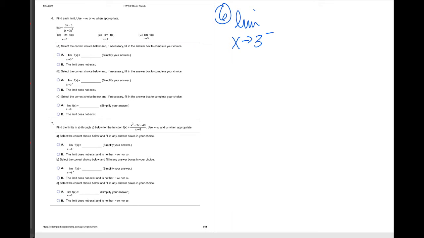Now, part A asks for the limit from the left, and our function is (3x minus 3) over (x minus 3) squared. So we're trying to decide, is this blowing up to infinity or is it approaching a number? As you approach 3 from the left, see how the top is approaching 3 times 3 minus 3. It's just approaching 6, but the bottom is going to 0.